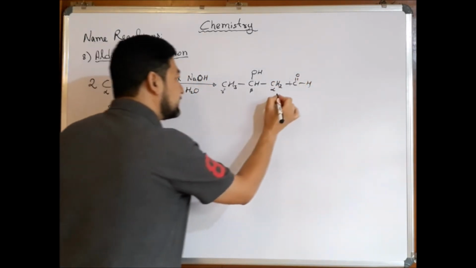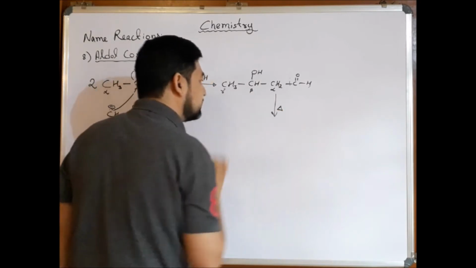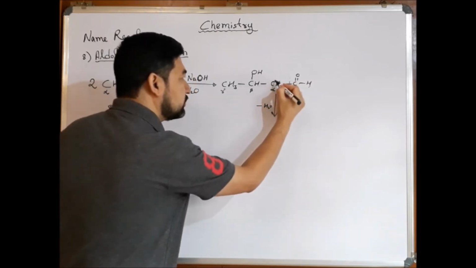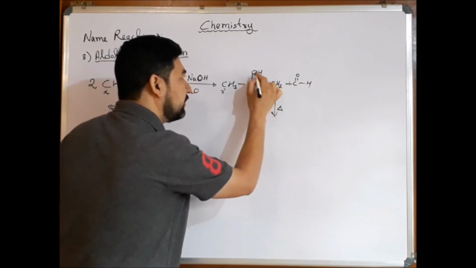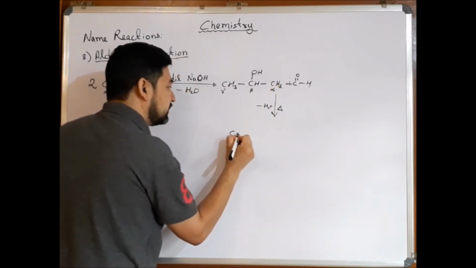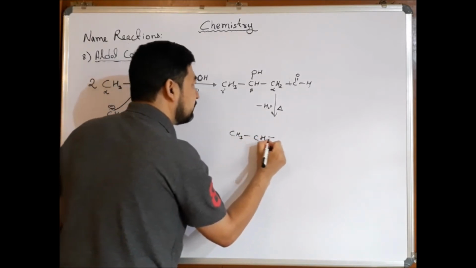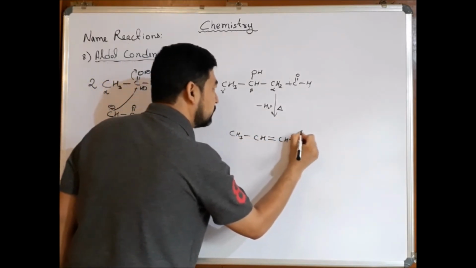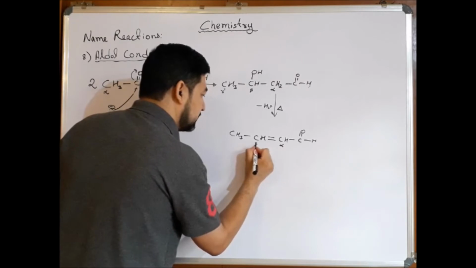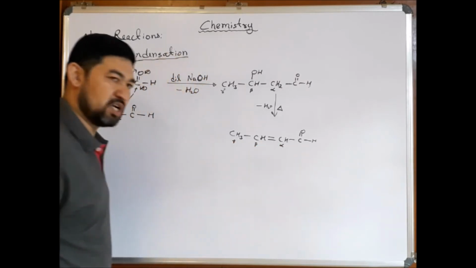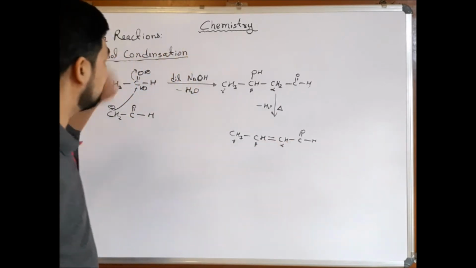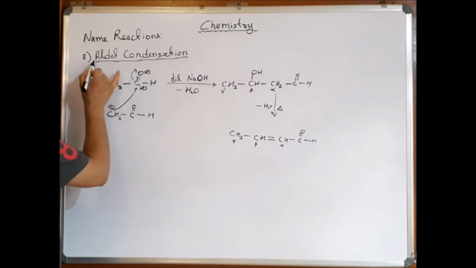Now when it is heated, it releases one more molecule of water. The water comes from here: it releases one H from here and OH from here, and this bond comes down as a double bond. The next product is CH3 CH double bond CH C double bond O H. So this is called an alpha beta unsaturated aldehyde.